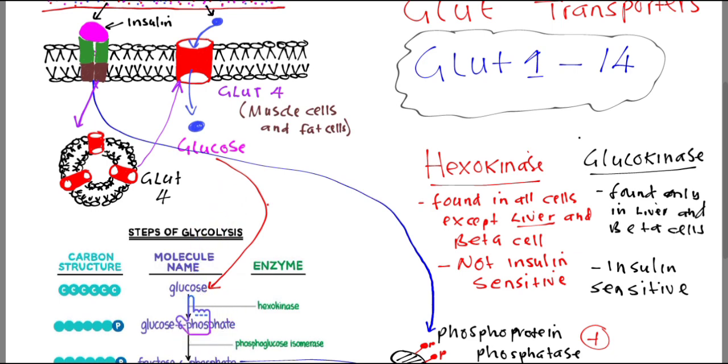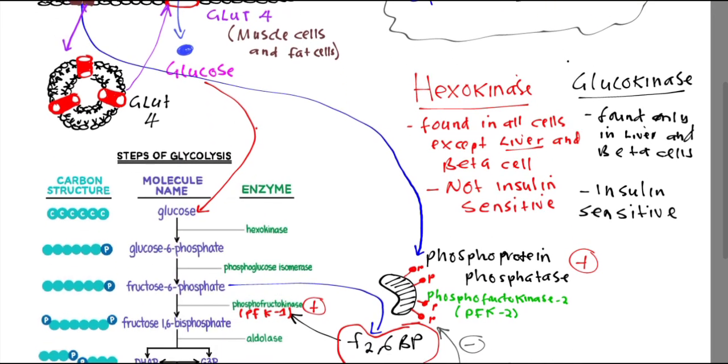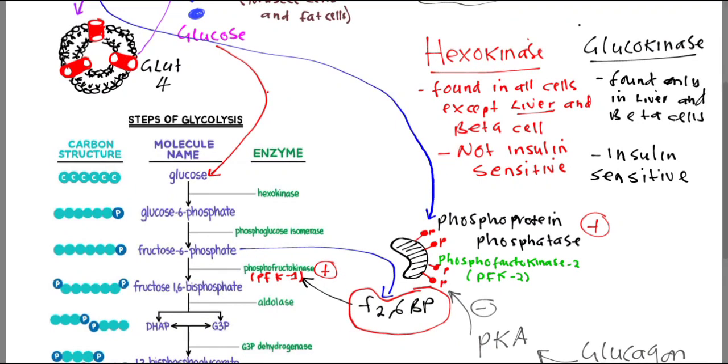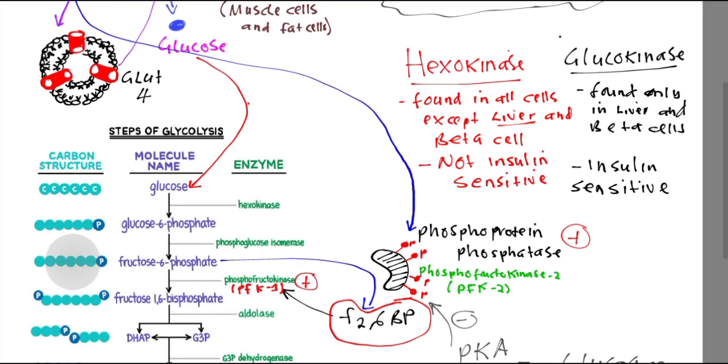We are going to add a phosphate group. There is an enzyme called hexokinase. So hexokinase, what is it going to do? It's going to add a phosphate group to glucose so that we prevent it from escaping to the outside of the cell. But now, where are we getting that phosphate group? Where is it coming from?